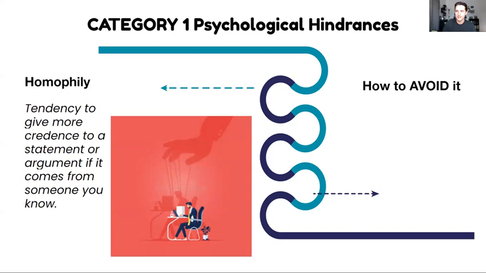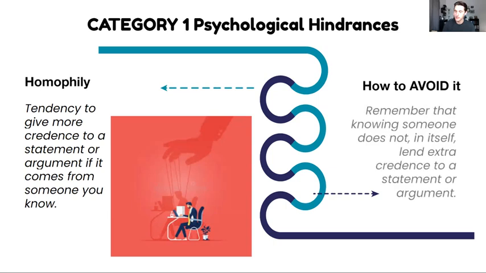But the problem is we often tend to give more credit or credence to a belief or view when it comes from someone we're already familiar with, which is why companies hire celebrities and other well-known people to market their products. But we need to remember that knowing someone does not in itself lend extra credence to a statement or argument. You might find that person trustworthy. That's great, but it doesn't necessarily mean that the claim or argument in question is true or valid.